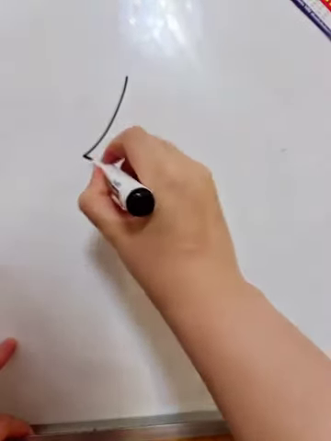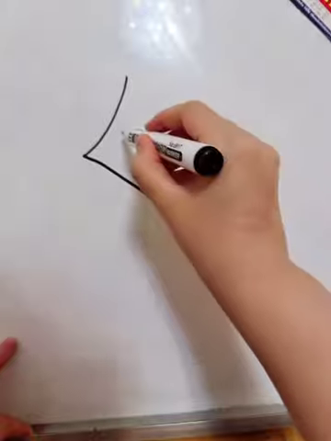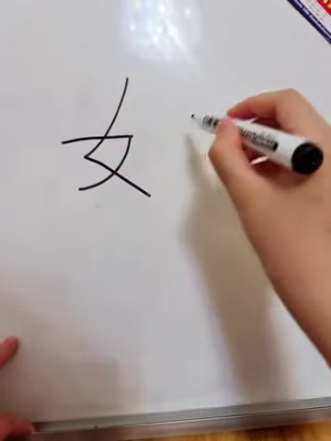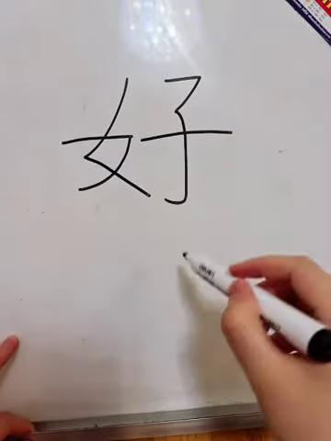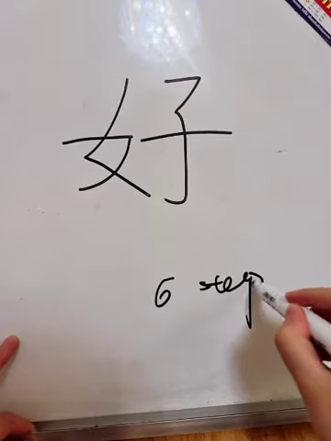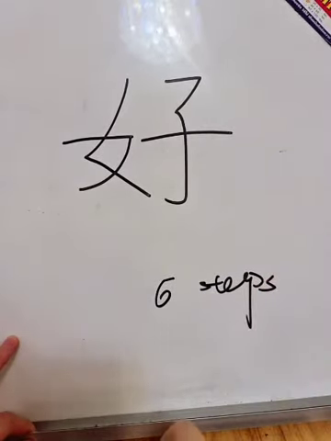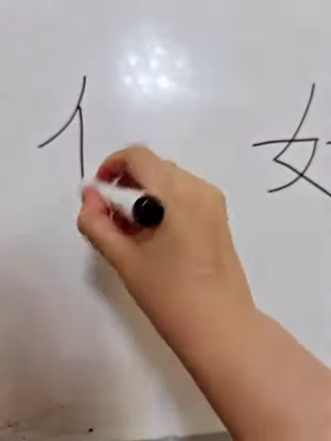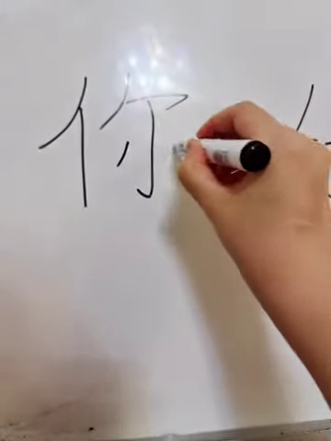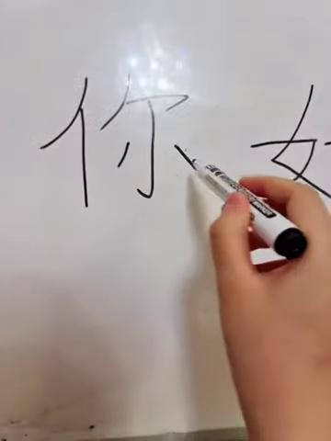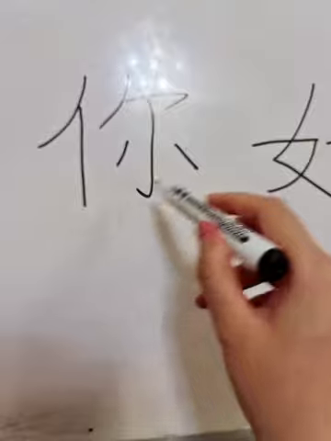Let's see. It has two parts, right? Left and right. The first one, 一, okay, it's one step, okay? 二, 三, okay? 四, 五, 六, okay? Six steps. 好, okay? And when we write 你, 一, 二, 三, 四, 五, 六, 七, okay? 7 steps. The left and right 2 points, don't forget, okay?